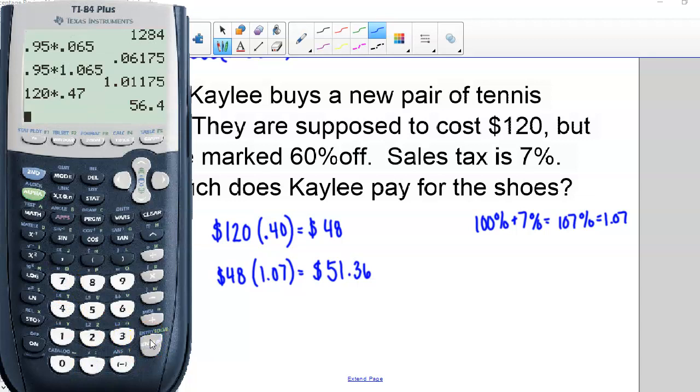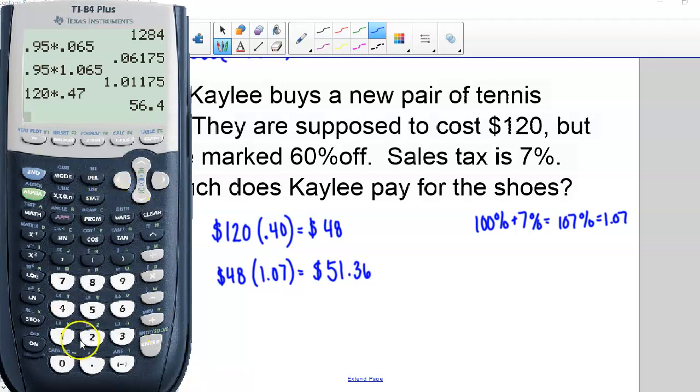And the reason it doesn't work is that you got to do that first. You got to take that discount first, because that lowers the amount. If you multiplied it by 47%, then it's taking 7% of the 120. And you don't have to pay 7% of the 120. You pay 7% of the discounted price.